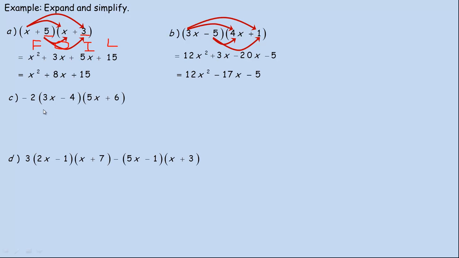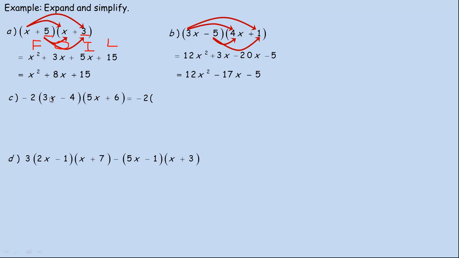Now in C, we're going to extend this a little bit because we've got basically two binomials multiplied by this -2 here. Now there's more than one way to do this. What I'm going to do here is leave the -2 alone, multiply the binomials, and then after that's done, multiply the -2 in. So that's one way you could do this. That's why I'm going to start by just writing -2 in brackets. So I'm going to multiply these together.